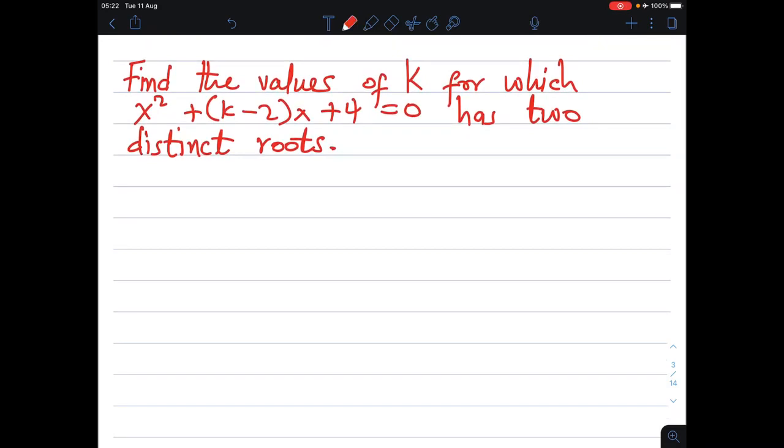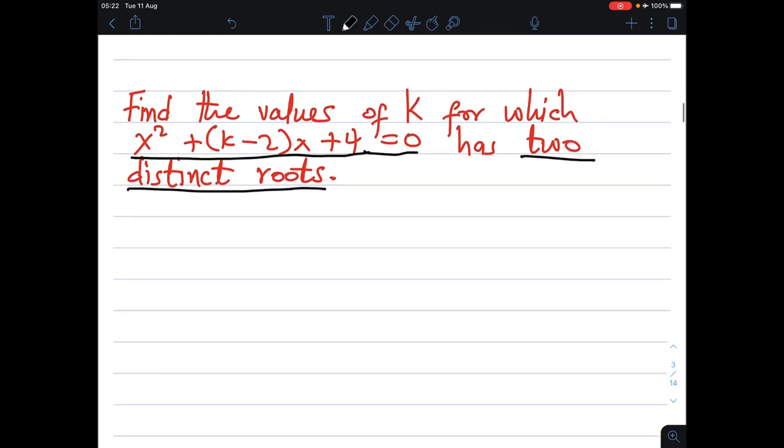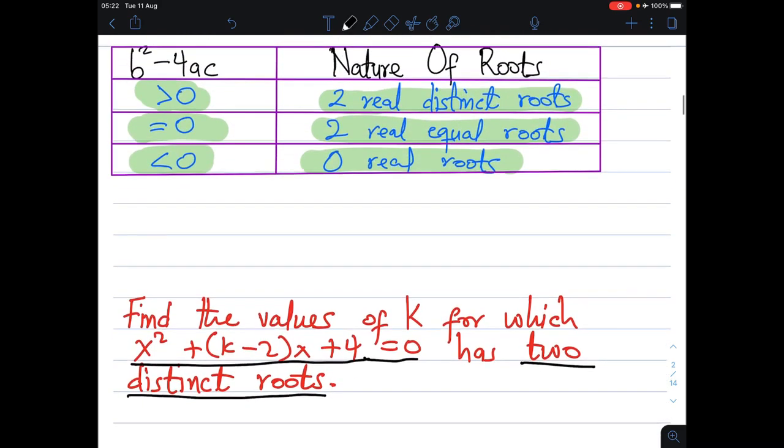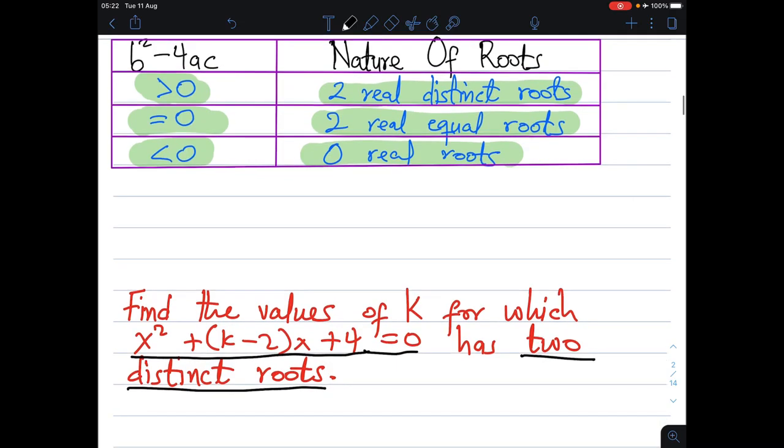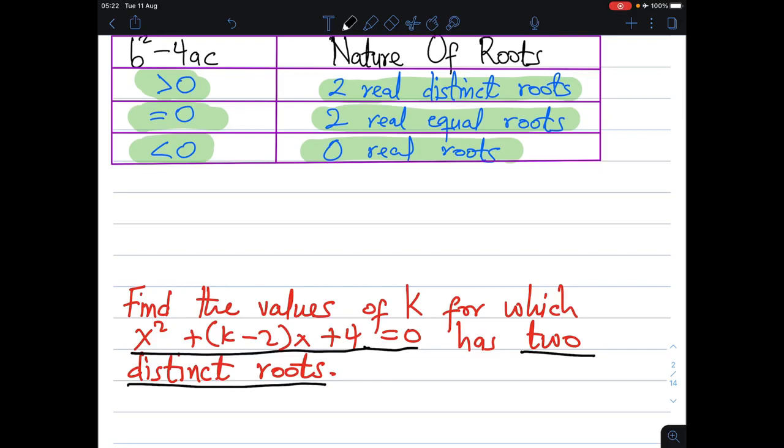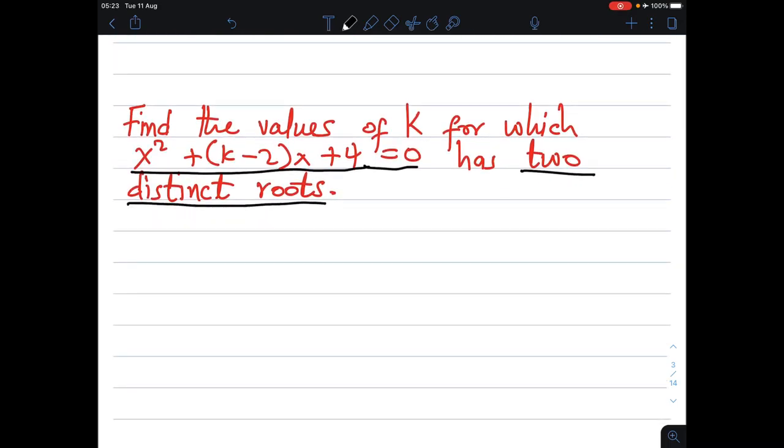The question reads, and let me change the color, good. It says, find the values of k for which what we have here is equal to 0 has, and this is the most important part, 2 distinct roots. So you go back. Distinct root means what? b squared minus 4ac should be greater than 0. So it means we are dealing with this one. So that is what you write first.